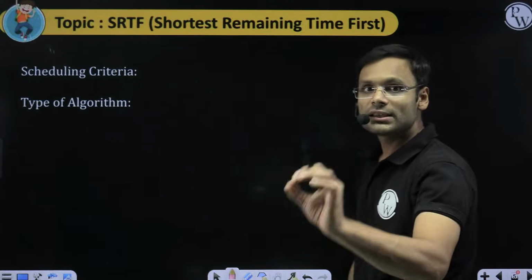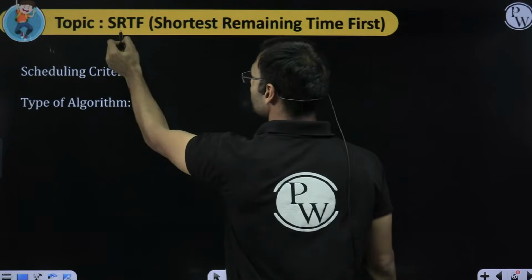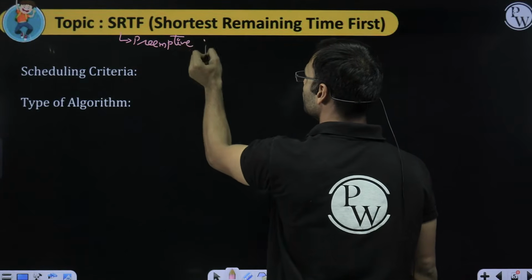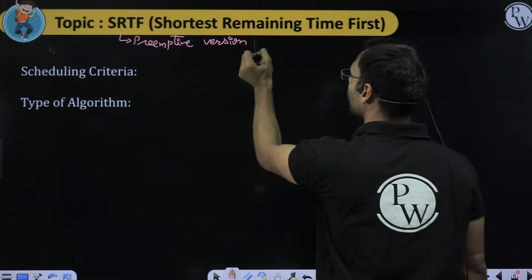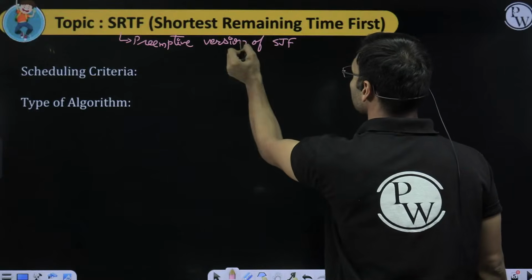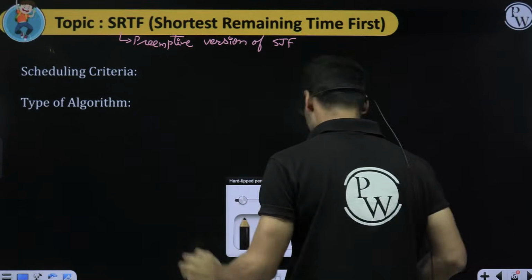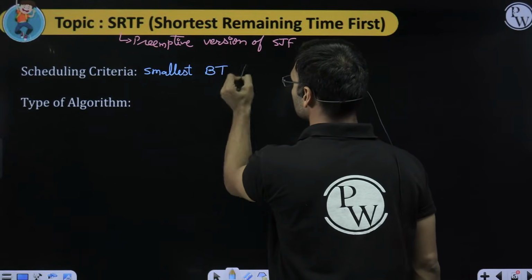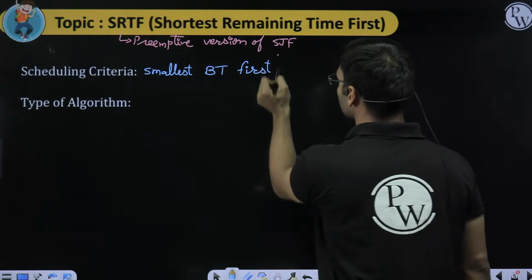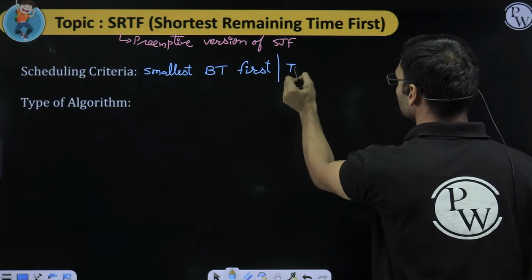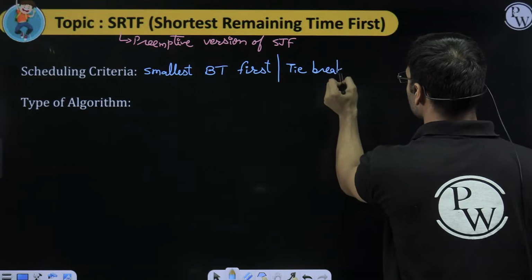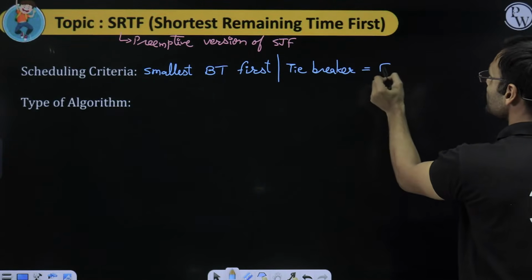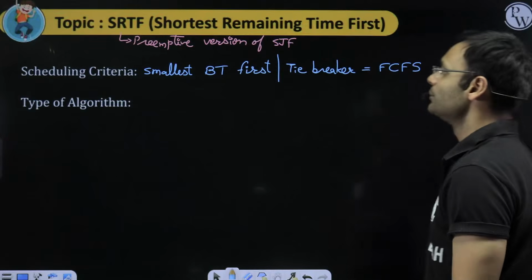So SRTF is nothing but the preemptive version of SJF. So the criteria is exactly the same. What is the scheduling criteria? The process with the smallest burst time first. But if two processes have equal burst time, then we need to go for a tiebreaker. The tiebreaker is FCFS. The process which arrives first should be scheduled first.